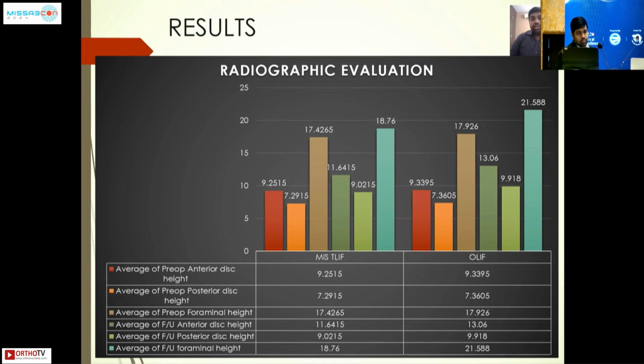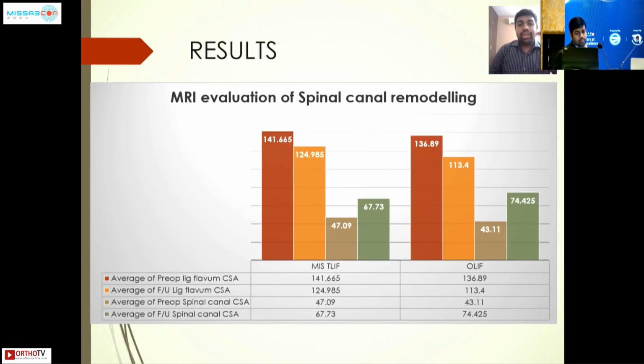On radiographic evaluation, there was better restoration of disc height as well as foraminal height in OLIF compared to that of MIS-TLIF. On MRI evaluation, there was significant increase in the spinal canal area as well as decrease in ligament thickness as well as its area in both MIS-TLIF and OLIF.